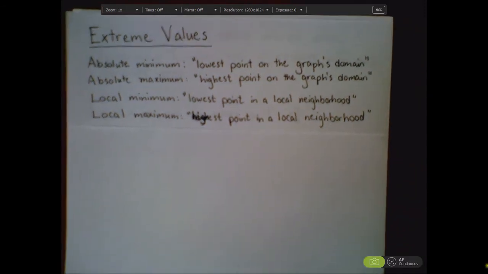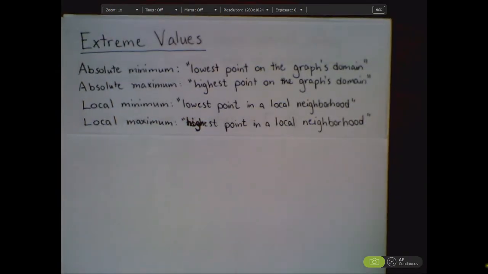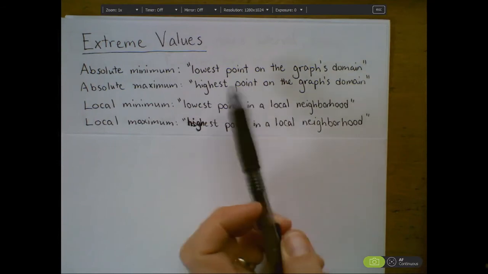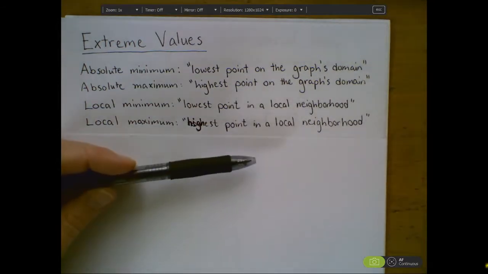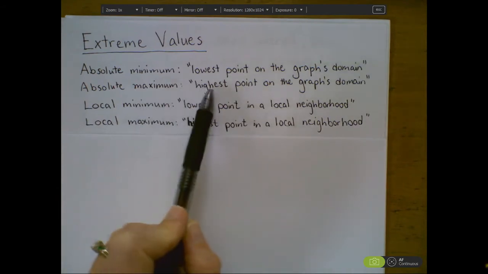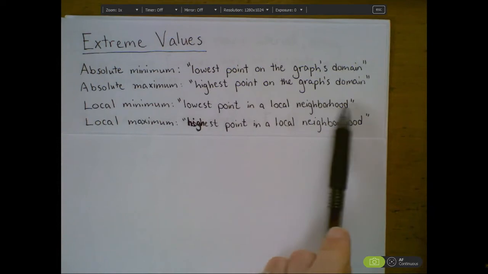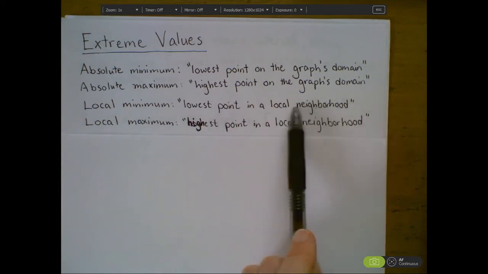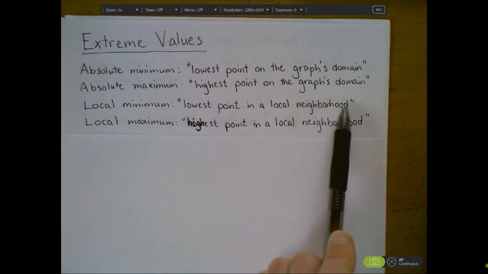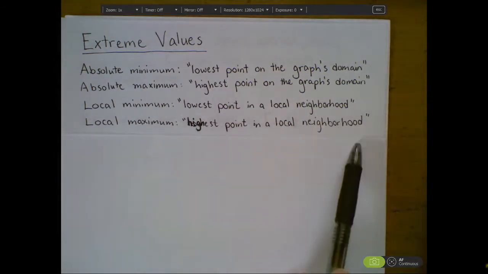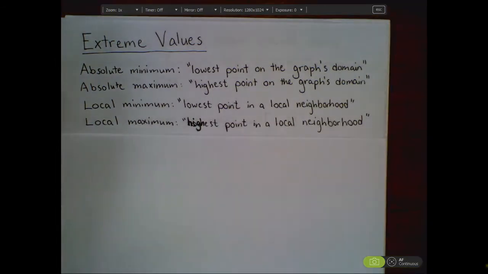The absolute minimum, in colloquial terms, is the lowest point on the graph's domain. So for that value, the height at that value is lower than any other height. The absolute maximum is the opposite, it's the highest point. The local minimum is the lowest point in a local neighborhood. And neighborhood is actually a mathematical term. It just means the open interval around a point. And the local max is the highest point in a local neighborhood. All of these are going to be really clear, and you can use intuitive sense when looking at a graph.